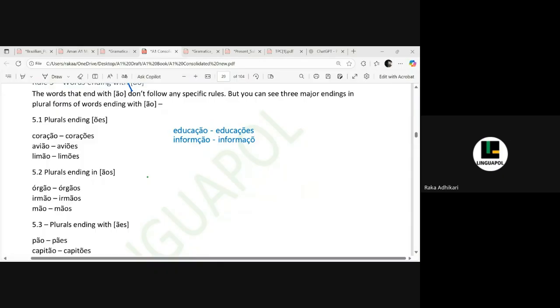So this rule is complicated in the way that it does not follow any rule actually. Just to repeat, yes Rajiv.